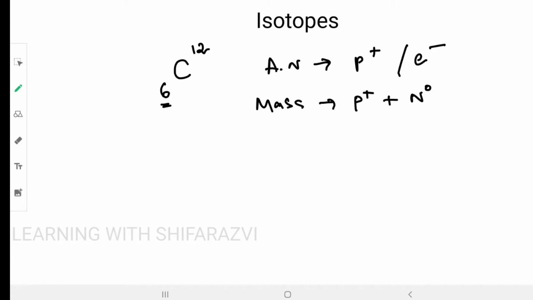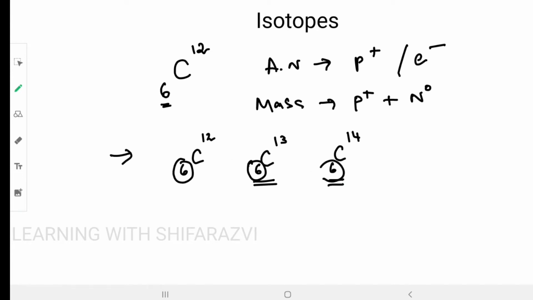Now there are certain forms of carbon which have a mass of 13, and there are also some forms of carbon that were identified which have the mass of 14. Carbon 12 is the most abundant form found on earth. For all of them, the number of protons is just 6. So these forms of carbon have the same atomic number but the mass number is different.